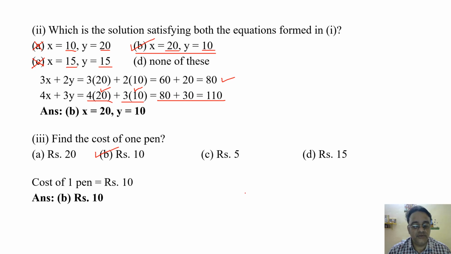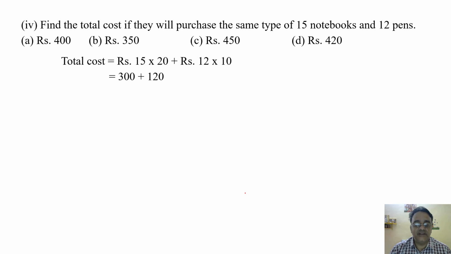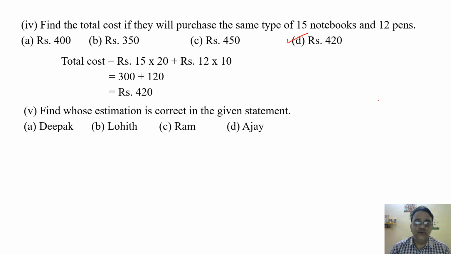So now we are moving toward the next one. Find the total cost if they purchase the same type of 15 notebooks and 12 pens. 15 notebooks, the cost of one notebook is 20. So 15 into 20 is 300. And 12 pens, cost of one pen is 10. So 12 into 10 is 120. Okay, so 300 plus 120 is 420. And the correct option is option D. Now find whose estimation is correct in the given statement.